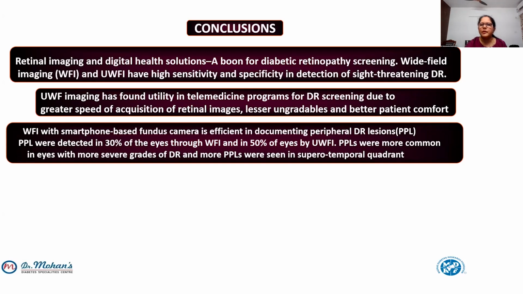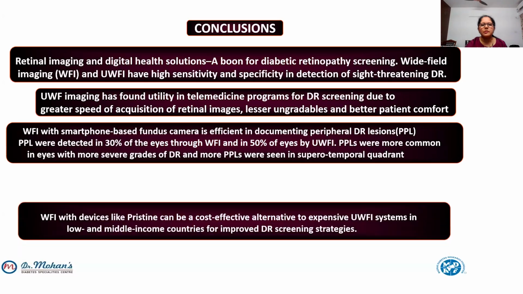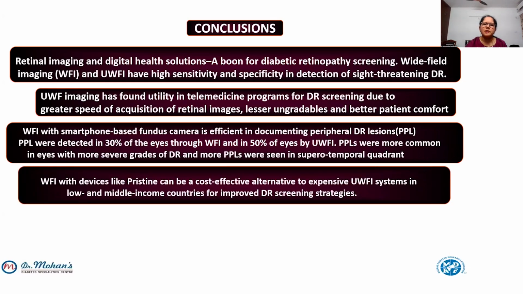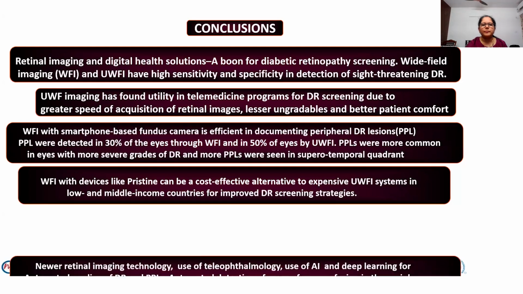Wide field imaging with smartphone photographs, which we found in our study, could detect PPLs in about 30% of eyes, and PPLs were seen more commonly in people with higher severity of DR, and more PPLs were seen in the supratemporal quadrant. So wide field imaging with less expensive devices can be a cost-effective alternative if you find that ultra wide field imaging systems are expensive in your country.